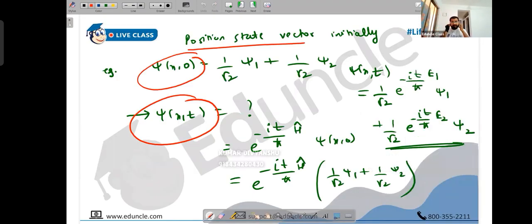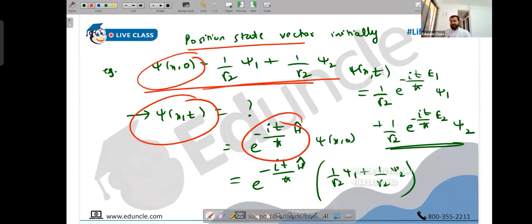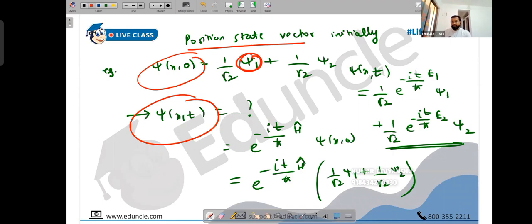So this is nothing but the wave function after time t, and it's very simple, nothing difficult. The initial is given to you. Apply the operator on the initial. It means you have to multiply this with e raised to minus iE1t upon h bar, and multiply this with e raised to minus iE2t upon h bar. In fact, next time you can write this directly. You don't have to do this calculation in the exam. The exam is not asking you for steps.